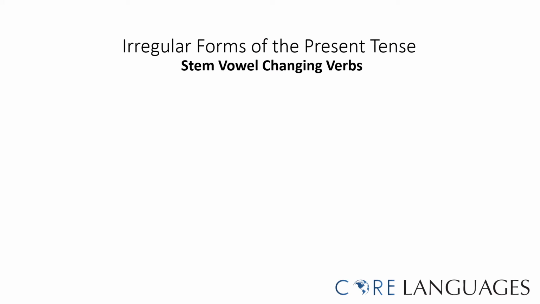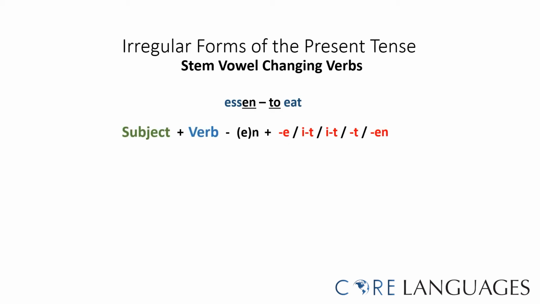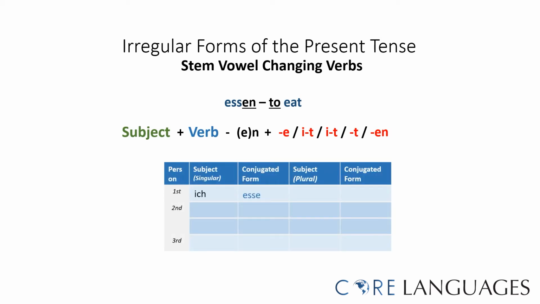Another example of an irregular verb in the present tense is the verb essen, to eat. In the example of essen, the vowel that changes is the first letter of the verb, and the conjugation looks like this. Ich esse, du isst. The E changed to an I. Sie essen, but sie, es isst. Wir essen, ihr esst, sie essen, and sie essen.